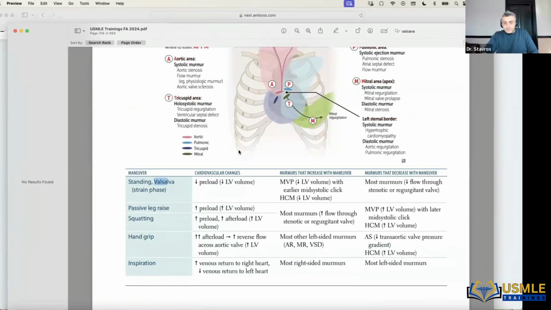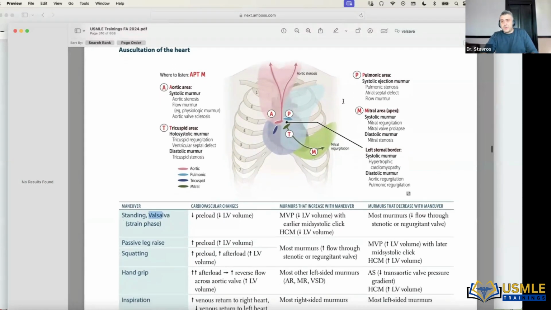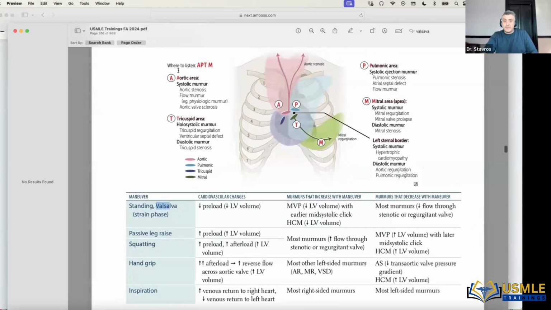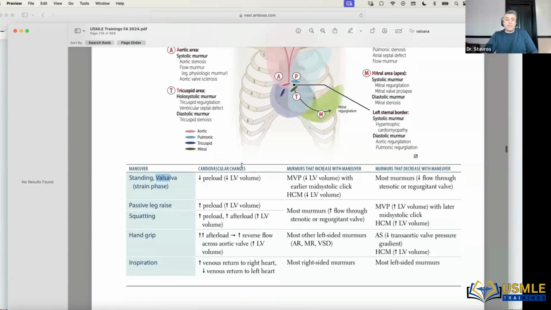This is the First Aid. In the First Aid, this is one of the most important pictures I've ever seen. I mean, everything is important. But look at this. They give you location, aortic area, right here. Tricuspid area, over here. Pulmonic area, in this region, and mitral area. Now, these are the maneuvers. The maneuvers are important. We have to understand.